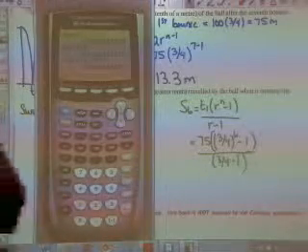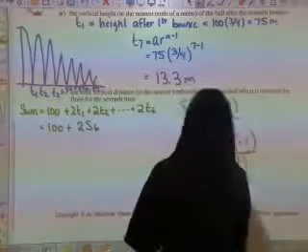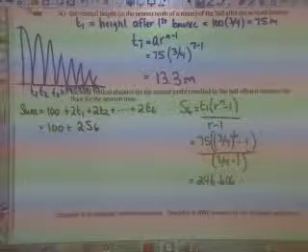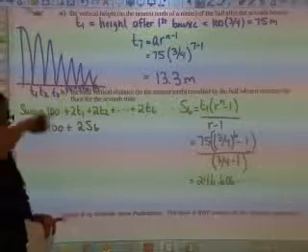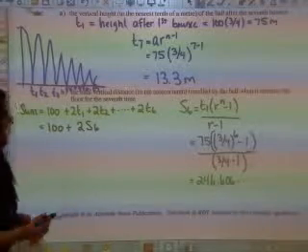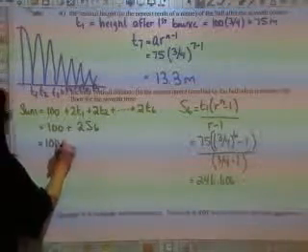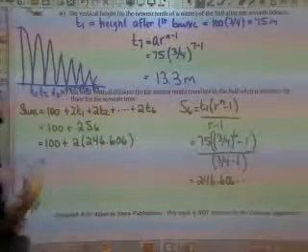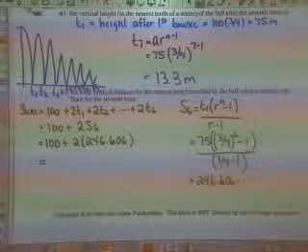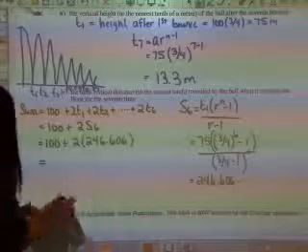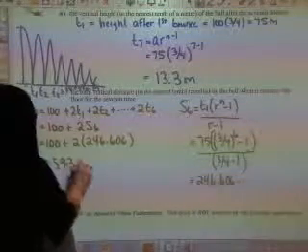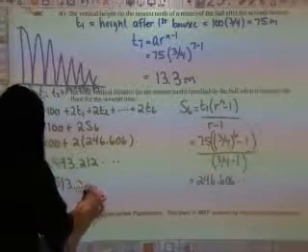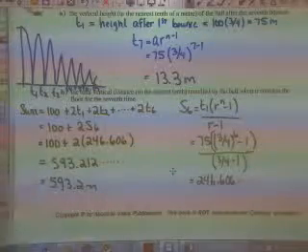So 246.6. That's the sum of the 6 bounces, and that's either the 6 bounces going up or the 6 bounces going down. To calculate the total height, I need to double that number and then add it to 100. And I should get 593.2 meters.